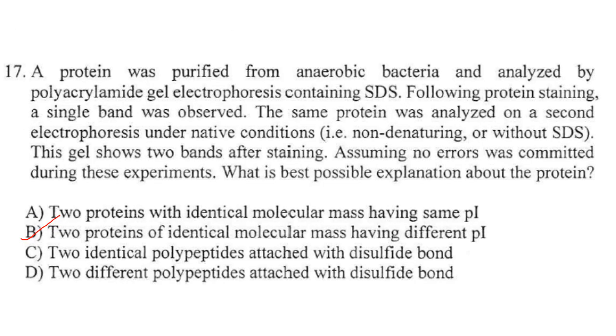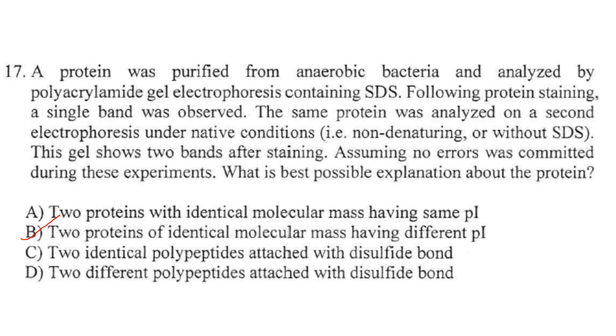Then next one. A protein was purified from anaerobic bacteria and analyzed by polyacrylamide gel electrophoresis containing SDS. Following protein staining, a single band was observed. The same protein was analyzed on a second electrophoresis under native conditions, that is non-denaturing or without SDS. This gel shows 2 bands after staining. Assuming no errors were committed during these experiments, what is the best possible explanation about the protein?